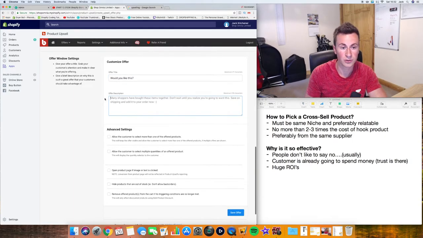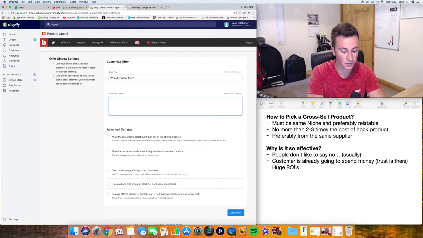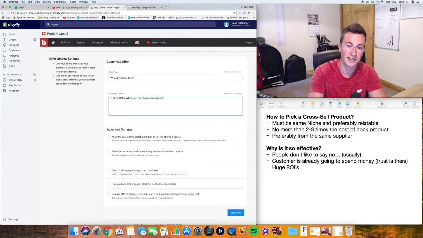And then offer description. This way you want to create urgency and that fear of missing out. So something along the lines of, one time offer when you purchase a backpack. So again, it's creating that urgency that they don't want to miss out, and it's only a one-time offer, they don't want to miss out.